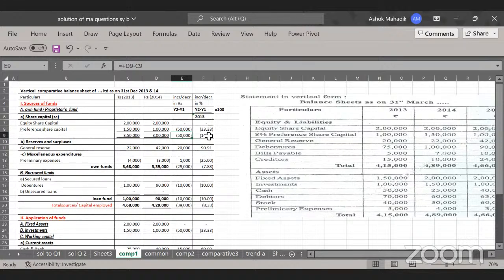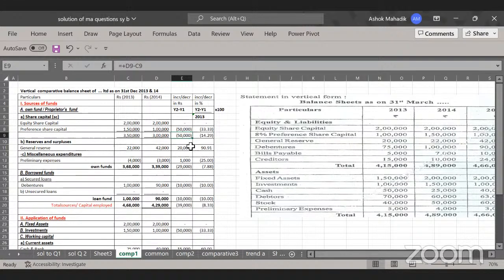How to get values of the fourth column? The fourth column indicates increase or decrease in percentage. In the third column, all the values are there. Now we have to convert those values into percentage. Very simple. Take the third column figure which you have calculated, upon the first column figure, into 100. In that column I have shown y2 minus y1, that is the third column, upon base 2013 figure into 100. So the third column figure you have already calculated.